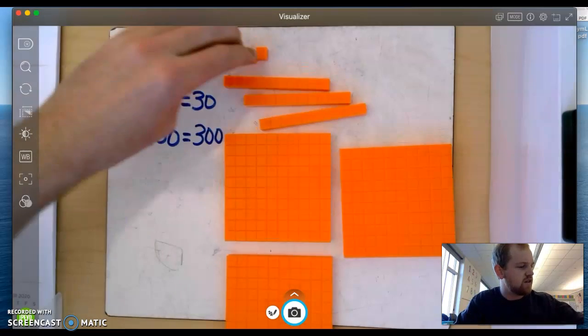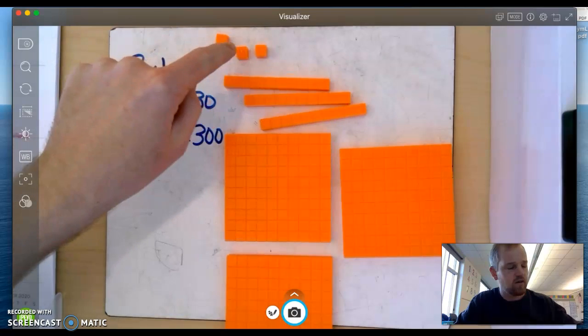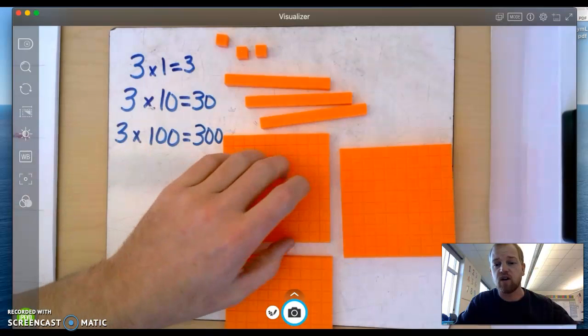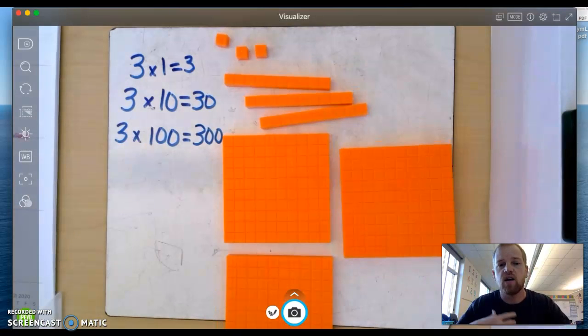So instead of having individual cubes like my top one here, when I multiply by 10, I have my base 10 blocks. When I multiply by 100, I have my 100 blocks. All right, so now let's go ahead and take what we just learned here and apply it to our book and take a look at some examples.